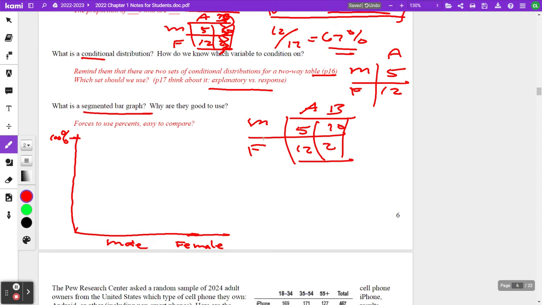And then I'm going to look at this and go, okay, this is out of 15, right? And this is out of 14. So if I'm looking at males, I know that 5 out of 15 get A's. So that's 33%. So I'm going to go up to 33%, which is right about there. And that's a horrible graph. So if you have trouble drawing, just look at my stuff. It'll make you feel better.